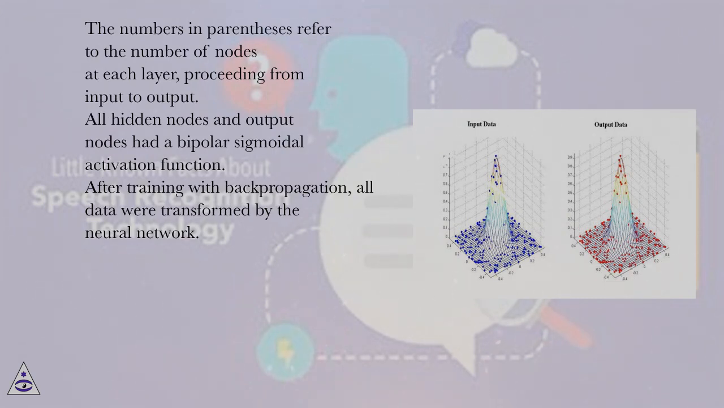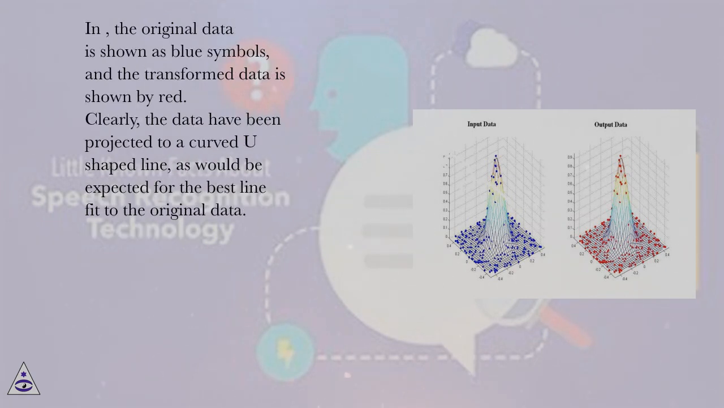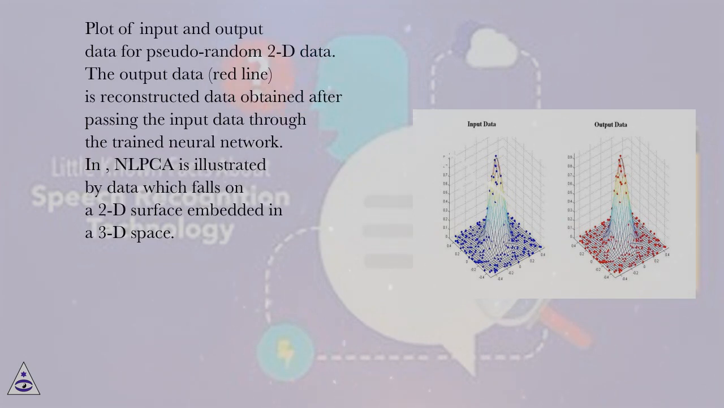All hidden nodes and output nodes had a bipolar sigmoidal activation function. After training with backpropagation, all data were transformed by the neural network. In the figure, the original data is shown as blue symbols, and the transformed data is shown in red. Clearly, the data have been projected to a curved U-shaped line, as would be expected for the best line fit to the original data. Plot of input and output data for pseudorandom 2D data. The output data, red line, is reconstructed data obtained after passing the input data through the trained neural network.